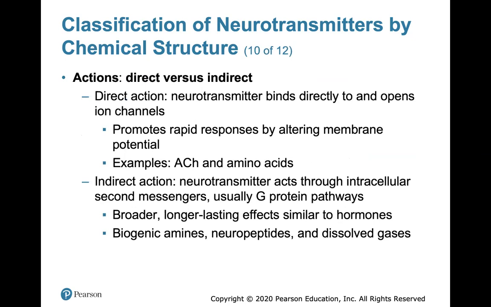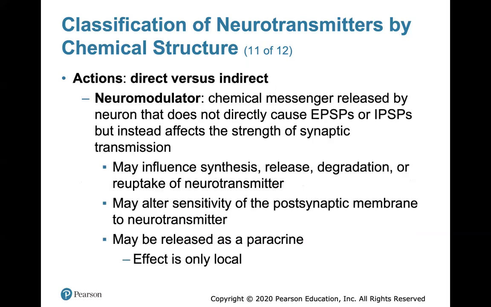The actions can be direct versus indirect. A direct action means the neurotransmitter binds directly to and opens the ion channels. And an indirect action means the neurotransmitter acts through a second messenger, usually what we call a G protein pathway. These will have longer lasting effects, similar to hormones.